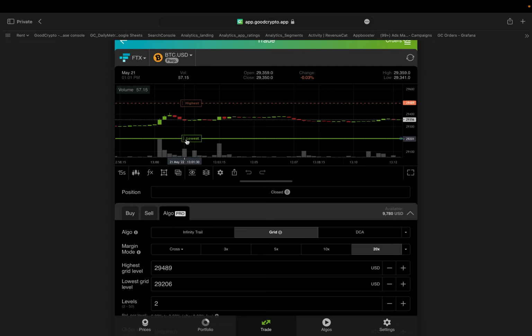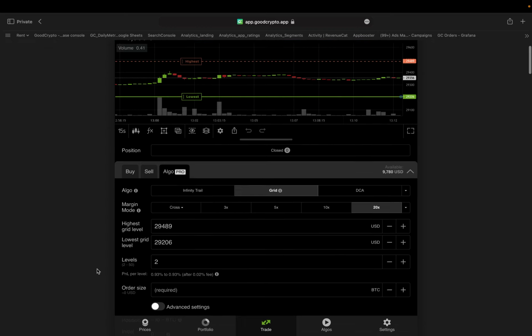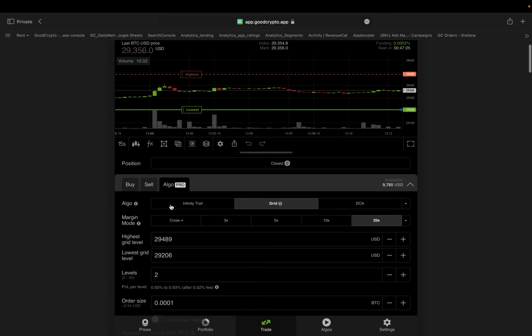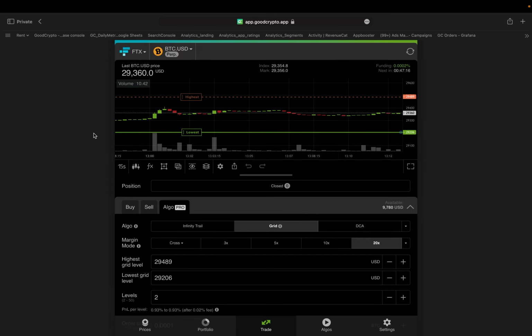Grids are always sending limit orders, and grids are always sending orders of the same size. So whatever order size I choose here, for example, I've chosen 0.0001 BTC, it will send limit buy and sell orders of this size always, right? So that's something constant that will never change throughout the grid's entire life cycle.